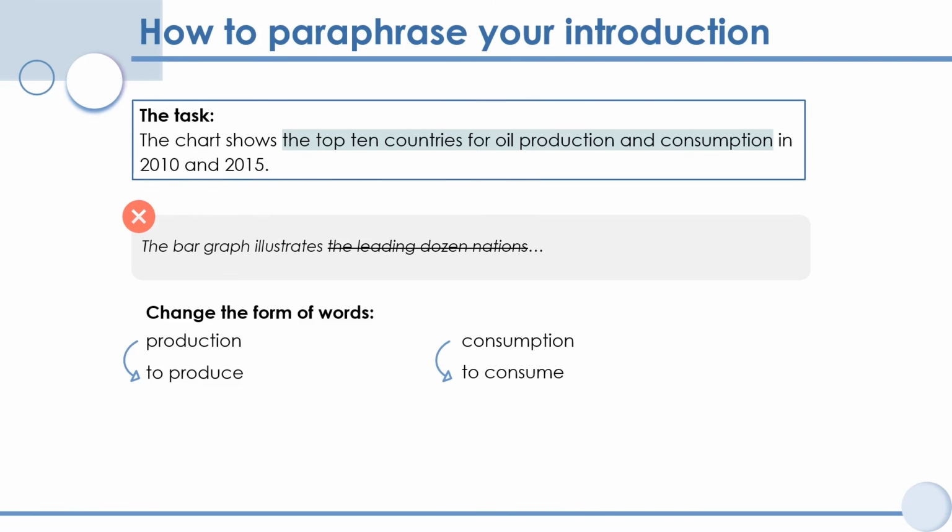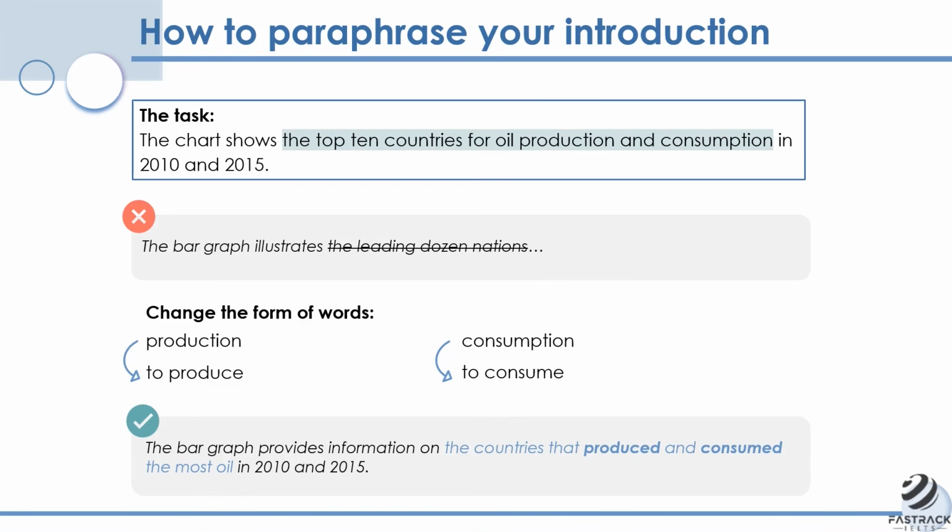Production to produce, consumption to consume. Now, how can we paraphrase this sentence using the words to produce and to consume? The bar graph provides information on the countries that produced and consumed the most oil in 2010 and 2015.